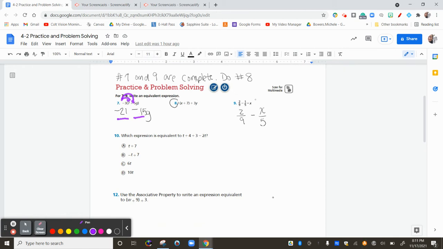And number 9, first they had to multiply 1/5 times x, which is x over 1, to get x over 5, and you can't subtract those because they're not like terms.